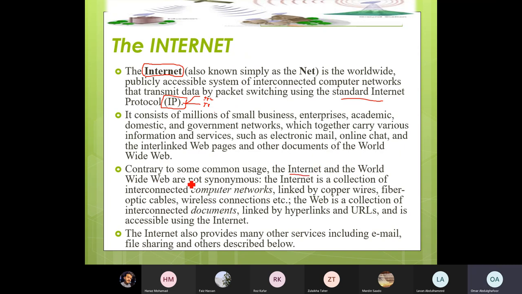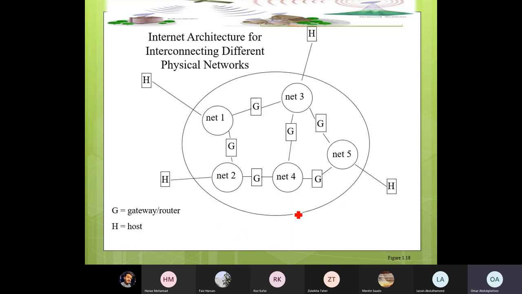Here, the internet and the World Wide Web are not synonyms. The internet is a collection of interconnected computers, while the web is a collection of interconnected documents. So this is general, because when we say internet, that means it's packet switching, but when we say World Wide Web, it's not the packet mechanism. Normally, though, we combine the internet and the WWW.